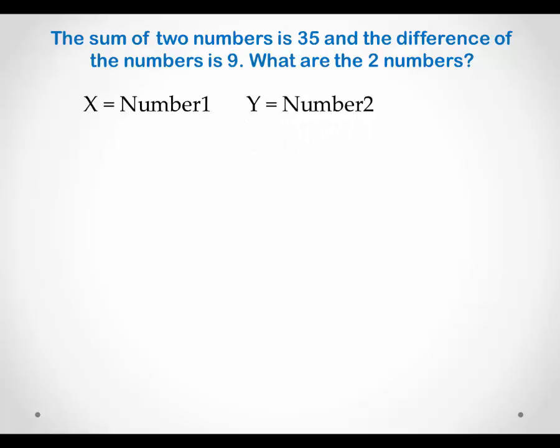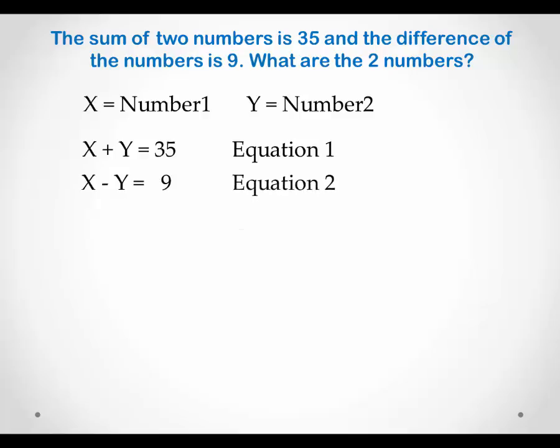There are two equations that we can derive from this particular problem. The sum of two numbers is equal to 35, so we can write that as x plus y equals 35, which is the first equation. The second part of the question is that the difference of the numbers is 9, which we can represent with another equation: x minus y equals 9, and that becomes the second equation.